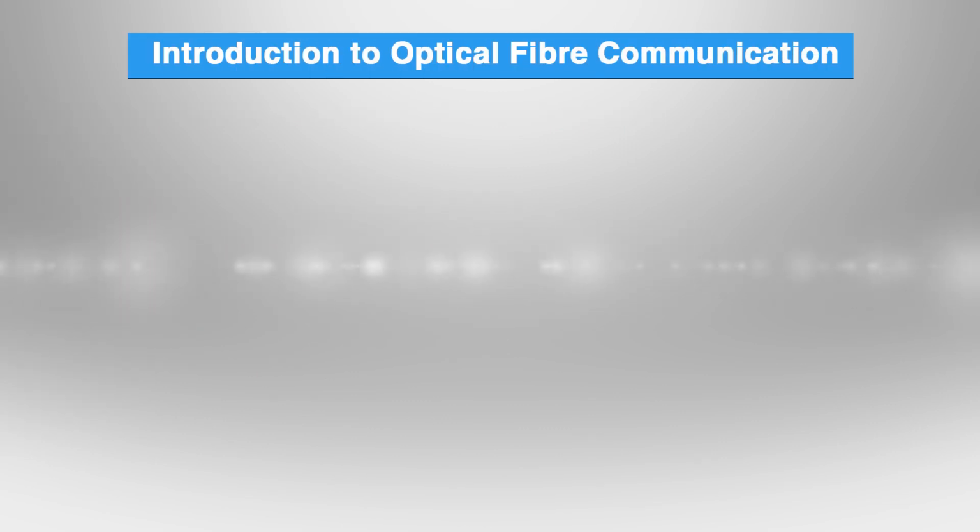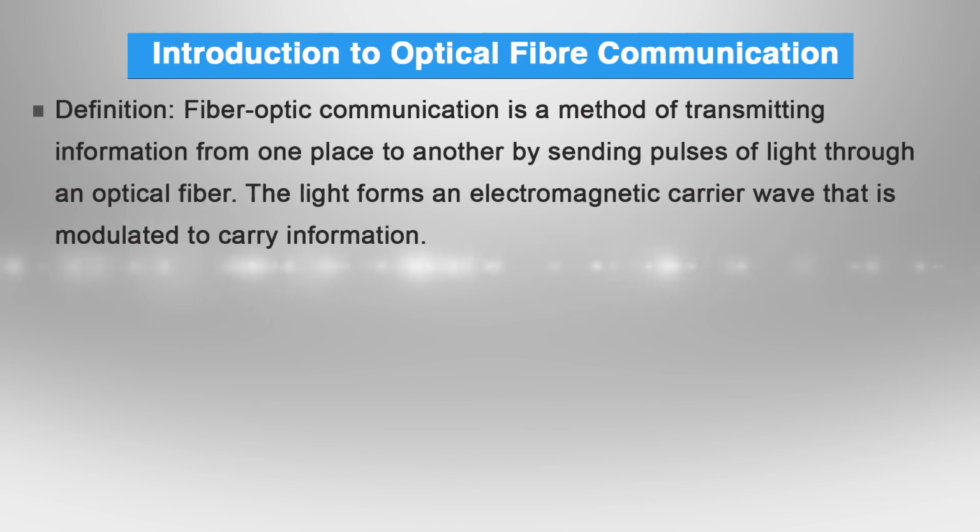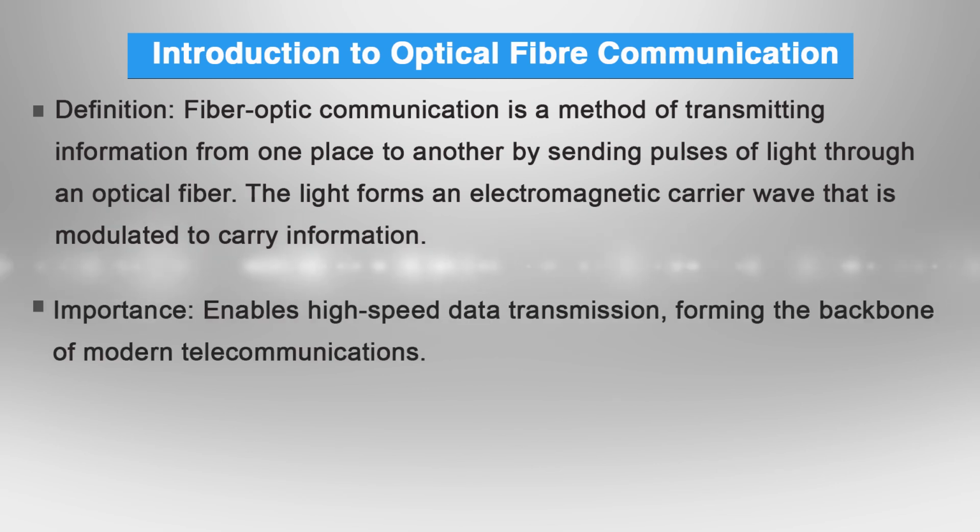Introduction to optical fiber communication. Fiber optic communication is a method of transmitting information from one place to another by sending pulses of light through an optical fiber. The light forms an electromagnetic carrier wave that is modulated to carry information. It enables high-speed data transmission, forming the backbone of modern telecommunication systems.